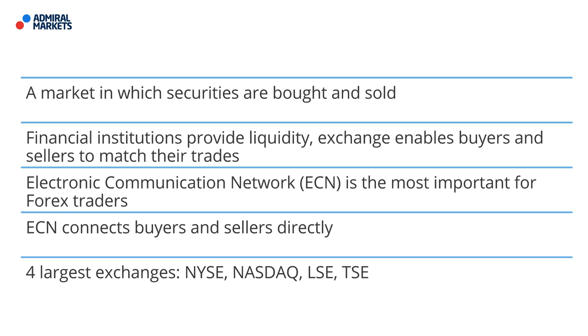Now, because spreads in ECN are much narrower compared to those used by everyday Forex brokers, ECN brokers such as Admiral Markets charge clients an established commission on each transaction, and that is a very low commission. ECN connects buyers and sellers directly, so that is a huge advantage to you, a trader. And just a final word on stock exchanges, there are 4 largest exchanges in the world: the New York Stock Exchange, the National Association of Securities Dealers Automated Quotations, or NASDAQ, the London Stock Exchange, and the Tokyo Stock Exchange.